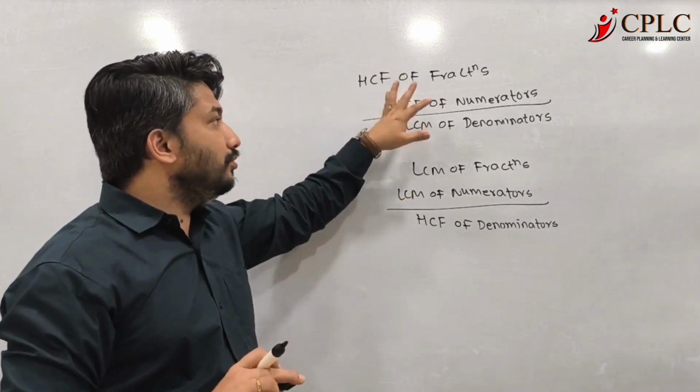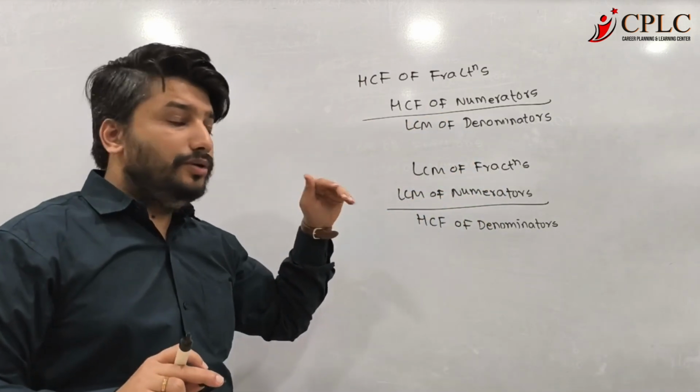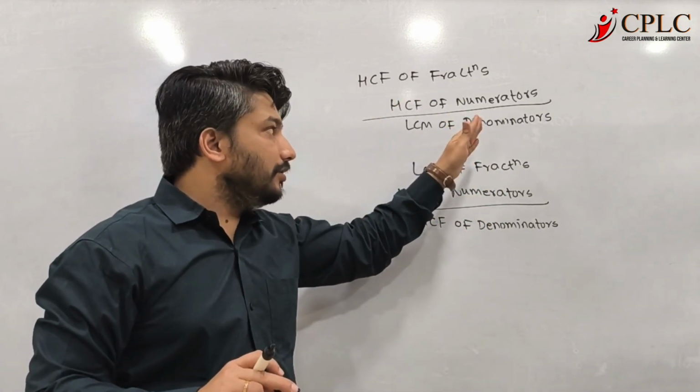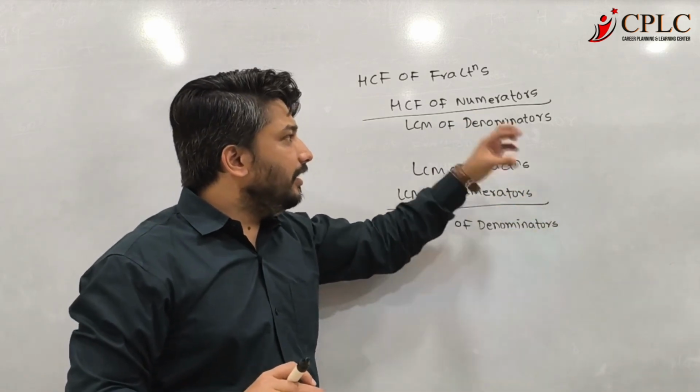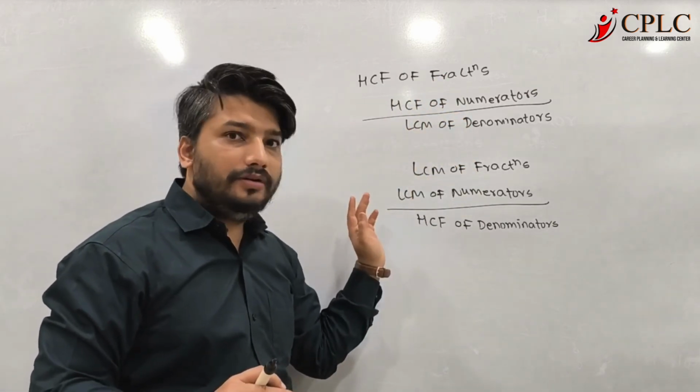So provided you know the fractions, you will know the values of the numerators and denominators. What you need to simply do is do the calculation of HCF and LCM separately and just substitute the values in this particular structure and you will have your answer.